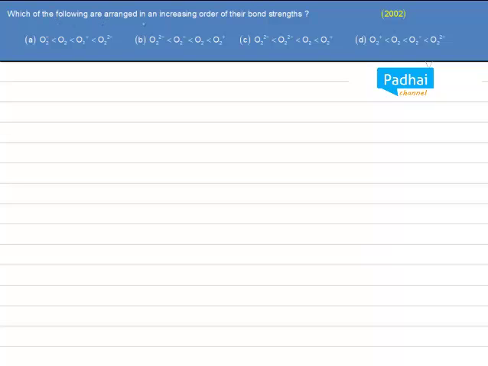Which of the following are arranged in an increasing order of their bond strengths? O2 2 minus, O2, O2 plus and O2 minus. So basically we have four species: O2, O2 plus, O2 minus and O2 2 minus. These are the four species.